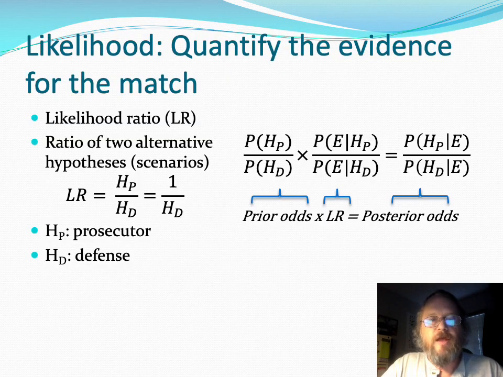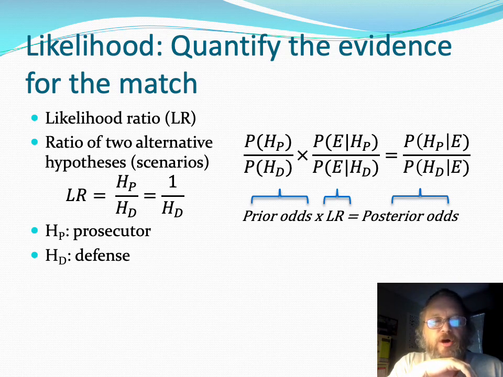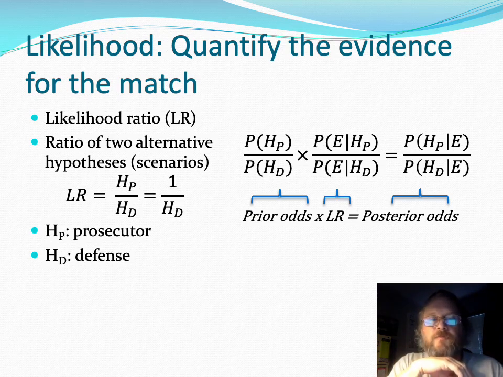So we're going to introduce the likelihood then. It's a way of quantifying the evidence for a match. So the likelihood ratio is the ratio of two alternative hypotheses or scenarios. For example, your book defines it as the prosecutor's view versus the defense's view. If we were to put this in the point of view of our example for Bob, HP would be yes, he uses drugs, and HD would be no, he does not use drugs.